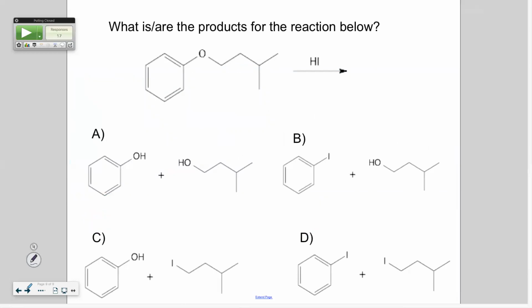Okay, predict the products for the reaction below. Can you read the structure? Can you read them? Do you need me to try to write over them? How about you guys in that?